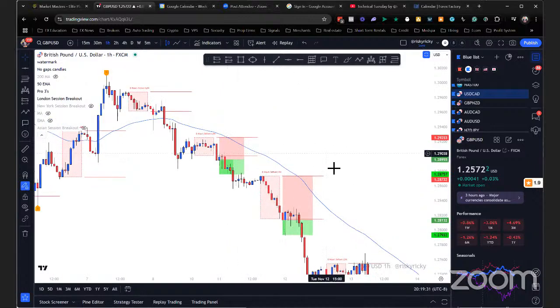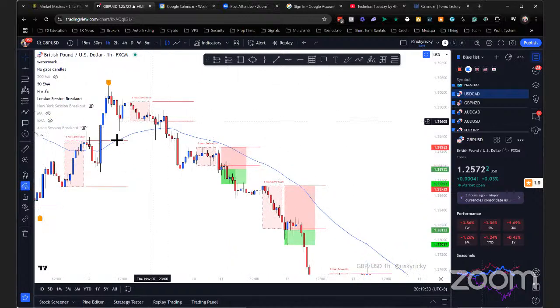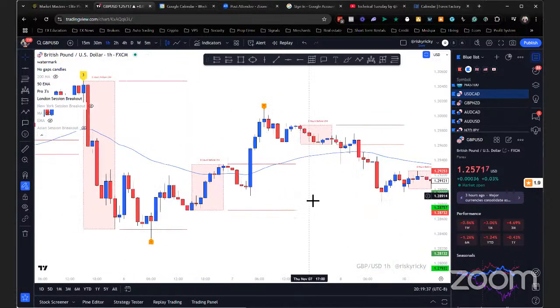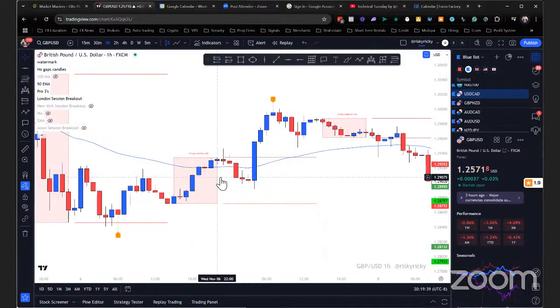So you can see a 2 for 2 right here. Oh, here's an example of one where it wicked above. So you can see right here, this was a London session open and it wicked above. You don't buy that wick. You want to make sure that the candlestick closes above.